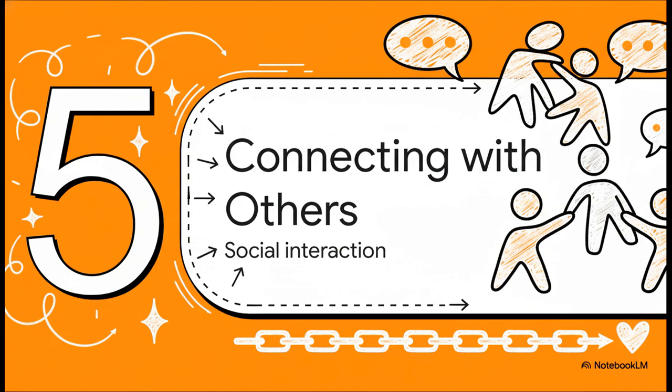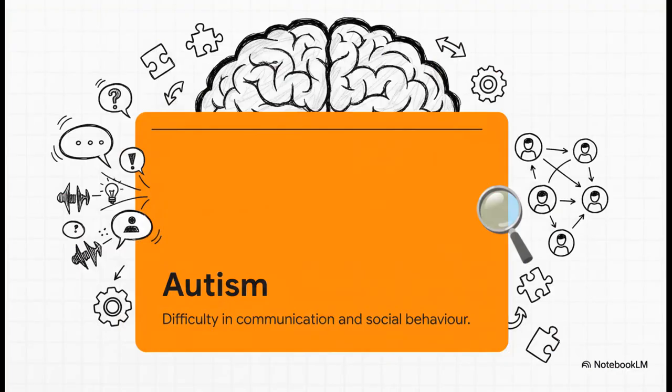All right, for our last main section, let's talk about something we all do every day: connecting with others. We're going to explore some of the differences in how people communicate and interact in social situations. And that brings us to autism. Our source keeps it simple, defining it as difficulty in two main areas: communication and social behavior. Now, of course, it's a huge spectrum with a wide range of experiences, but this simple definition gives us a really solid place to start from.